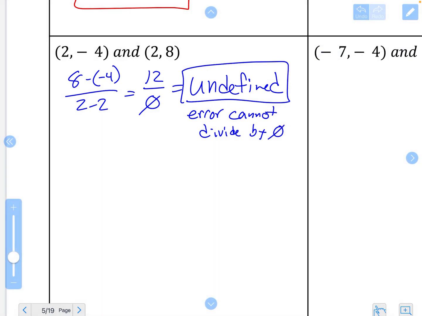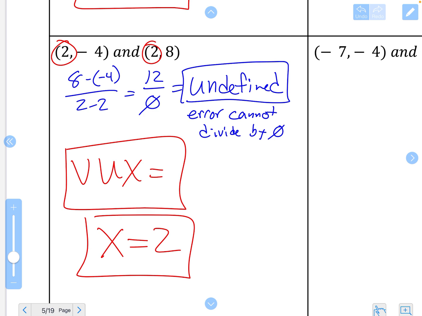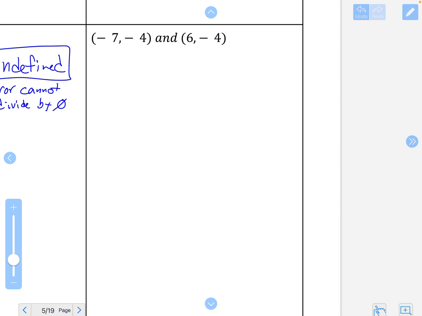And as soon as I know that it's undefined, I know that it's a vertical line, which means it's going to be x equals. And I go look at my x values. I see that my x's repeat, and the number that repeats is my equation. I also want you to do this one on your own and check with the completed class notes.